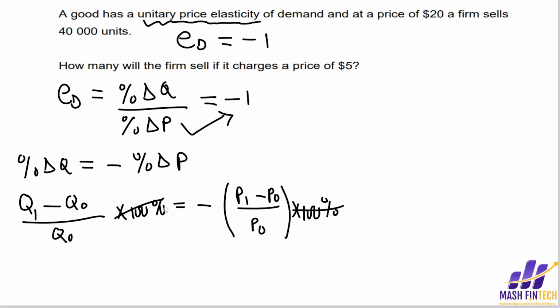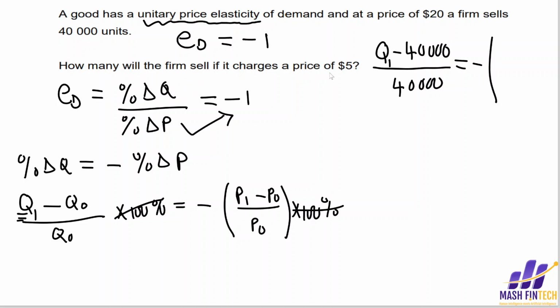Now we substitute the numbers. We have to put in the numbers that we are given. We want to calculate how many, so the new quantity is what we are calculating. Let me write it here where there is space. The initial quantity given is 40,000, and we divide by this initial quantity, 40,000. This is equal to minus the price we want, which is 5, but initially it was 20. We divide by the initial price of 20.